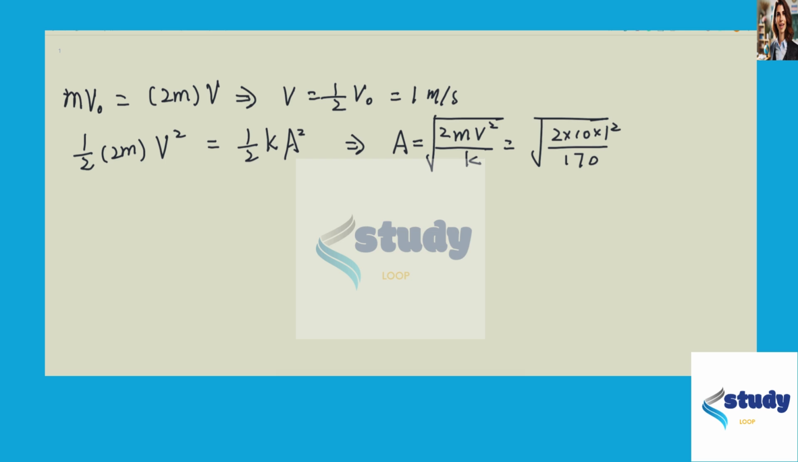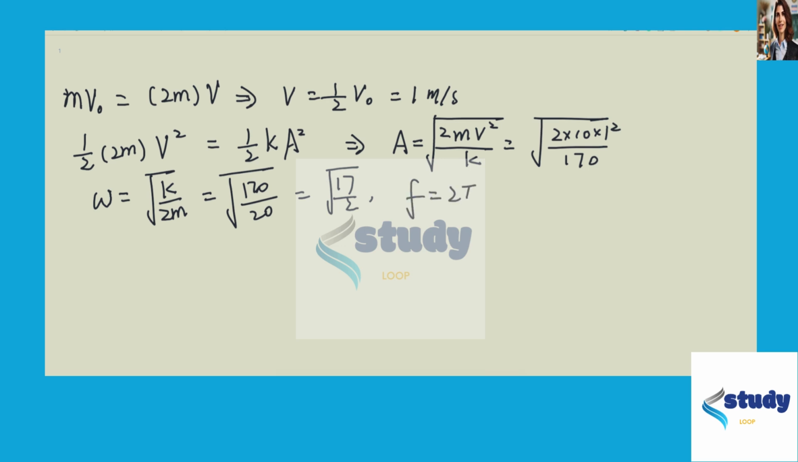And the angular frequency is the square root of k over m. So here the mass is 2m, right? So it's the square root of 170 divided by 20. So it's the square root of 17 over 2. And the frequency is omega over 2 pi, and omega is the square root of 17 over 2. Also, the period is just simply 1 over the frequency. That's for question A.